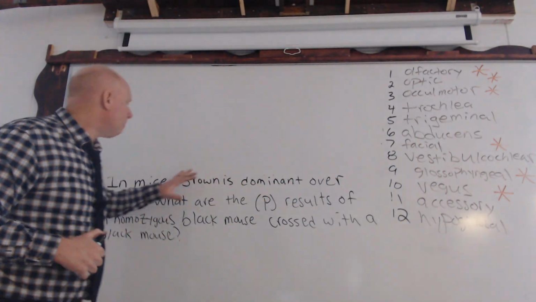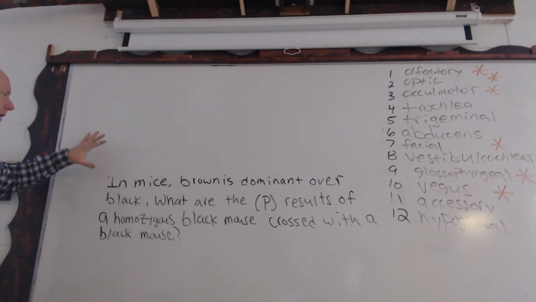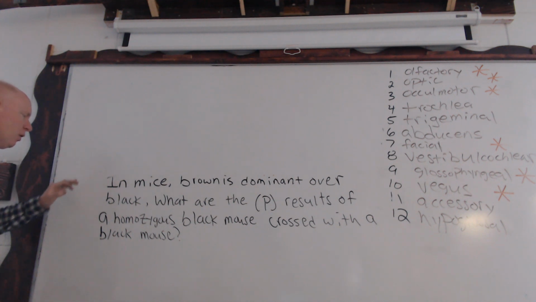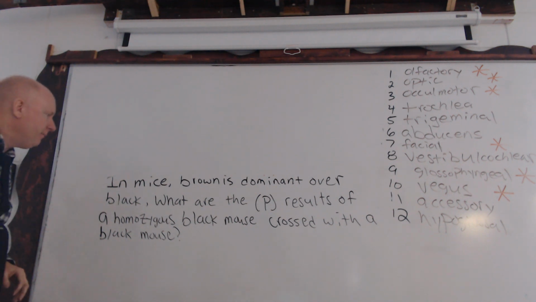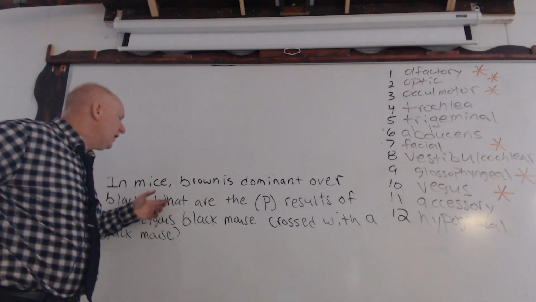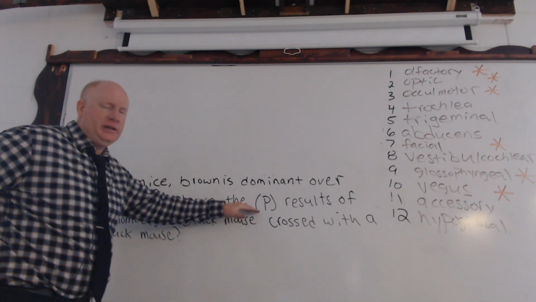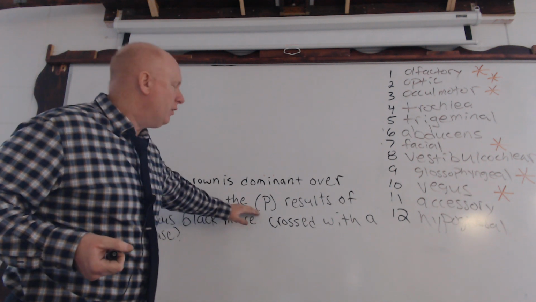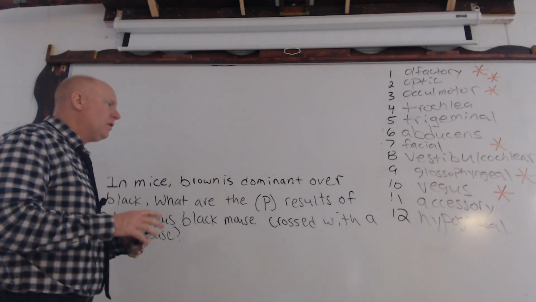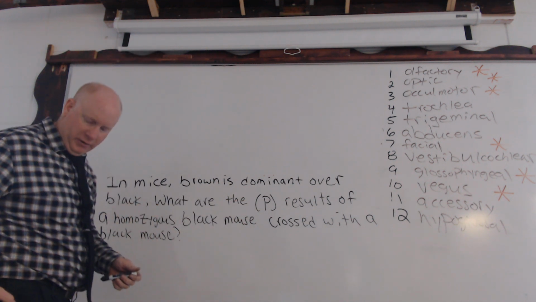All right. In this case, in mice, brown is dominant over black. Now this is talking about coat color. So in this case, we're taking it a little easier on you. It's a little more convenient just to do the phenotypical ratio, or what you actually would observe.